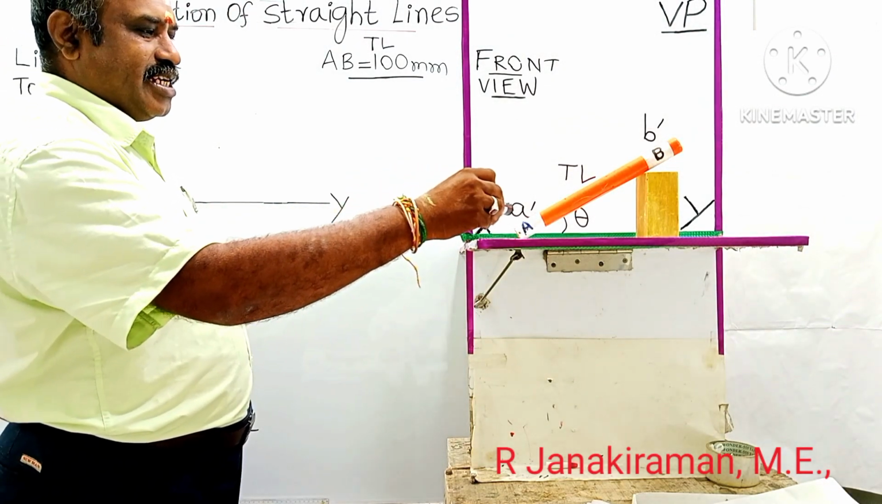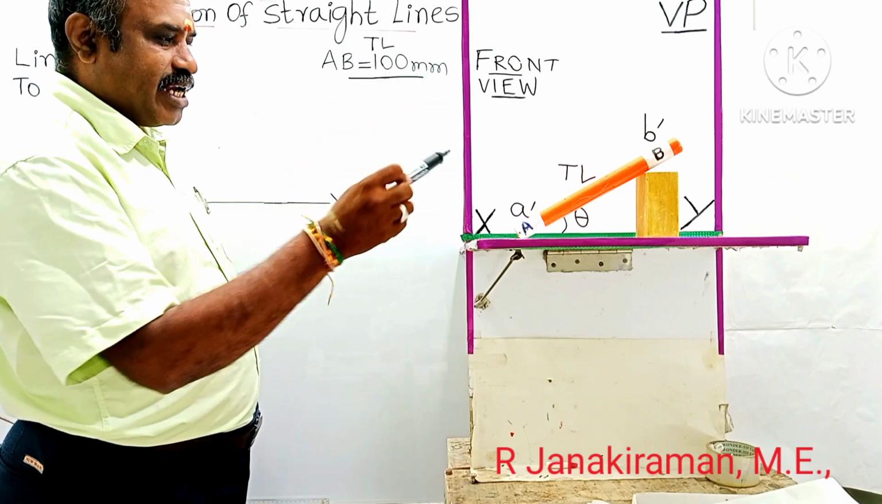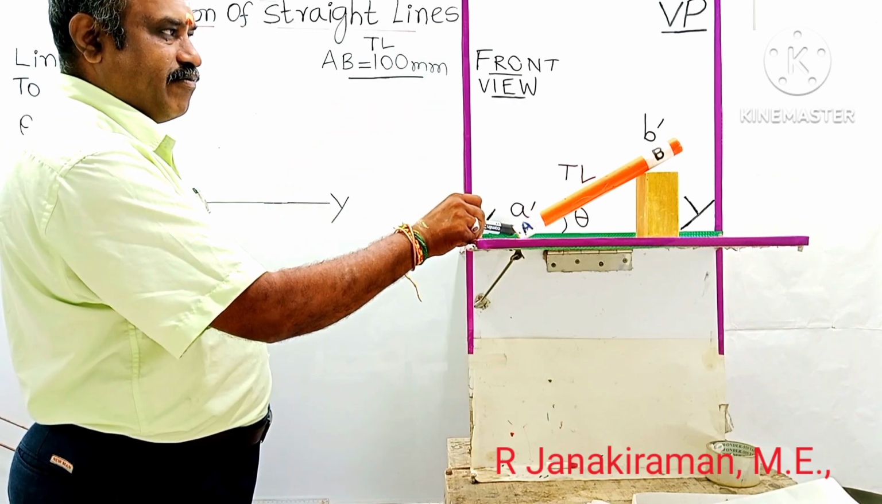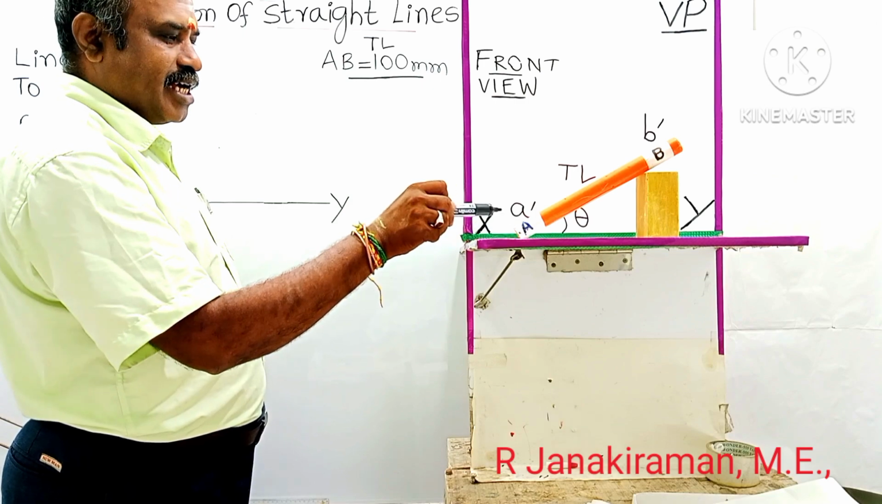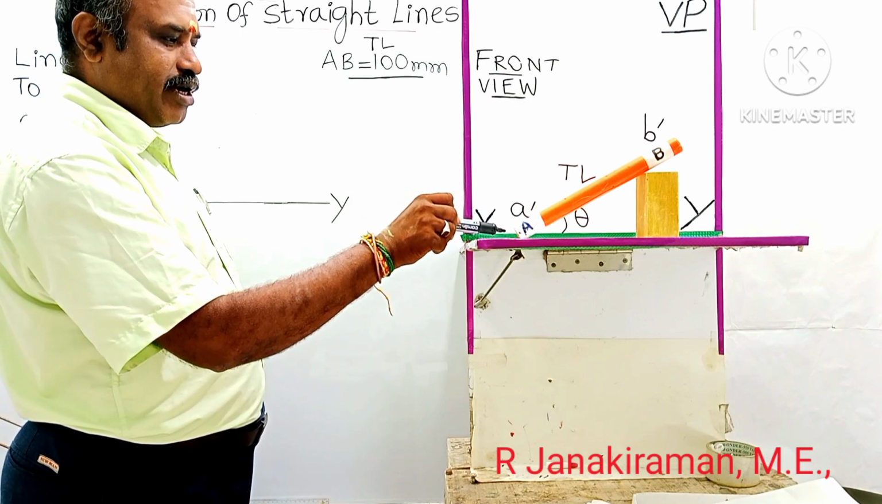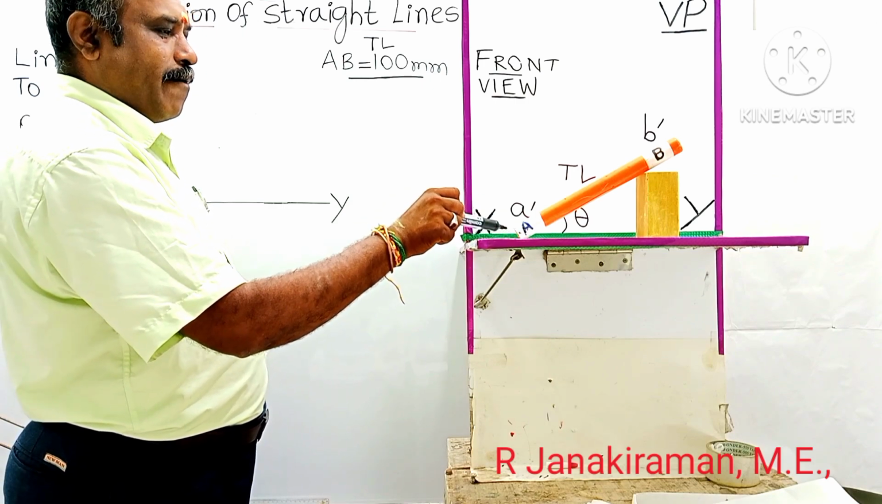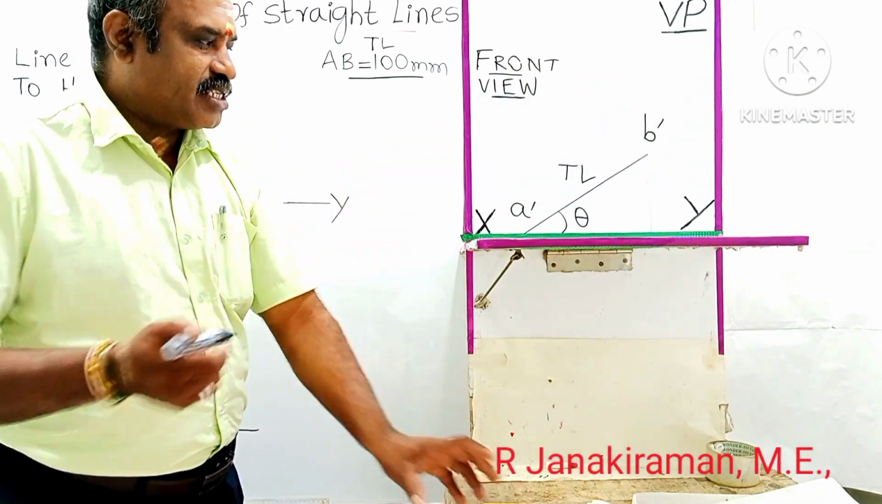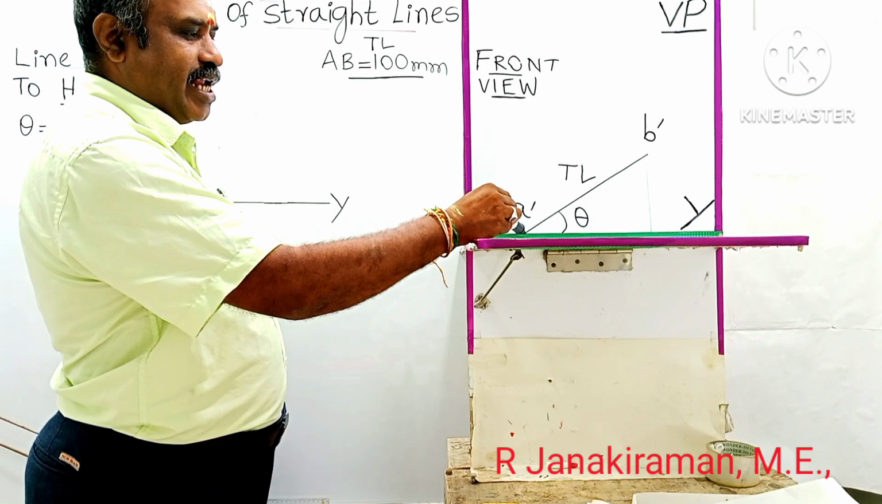Above the reference line or on the reference line, the point A is projected, represented as A dash, in the XY line itself. As A is having contact with the HP, it is projected and marked on the reference line itself. This point is marked as A dash.